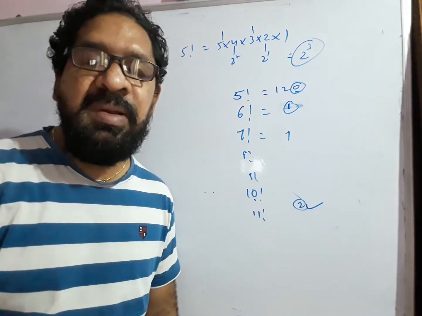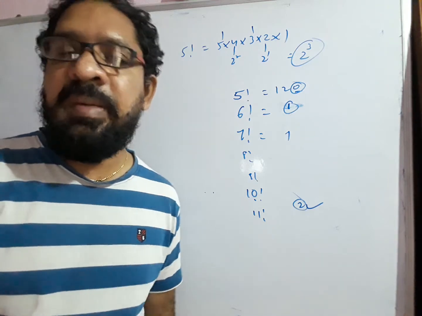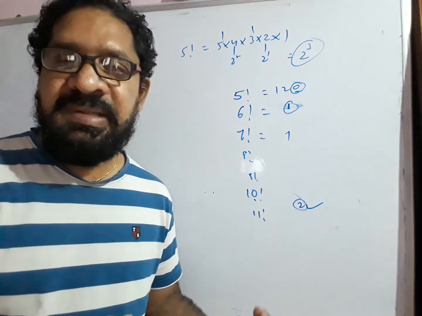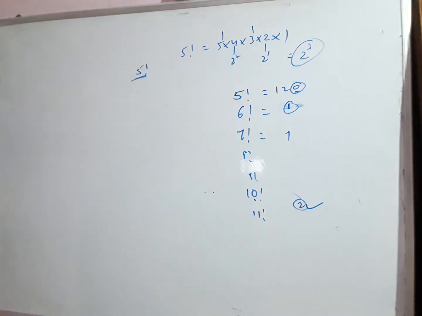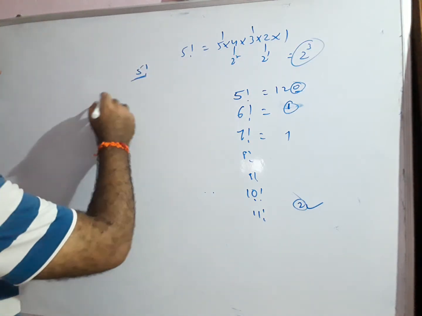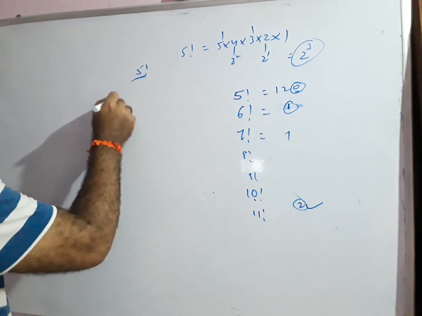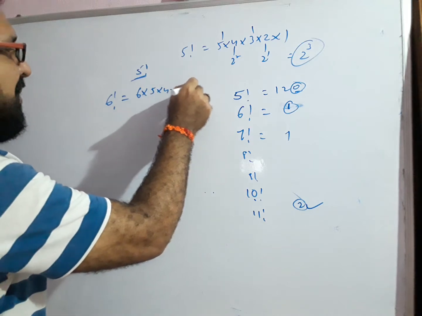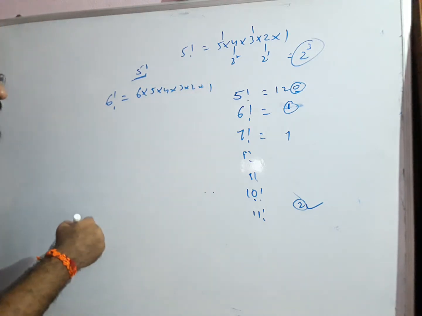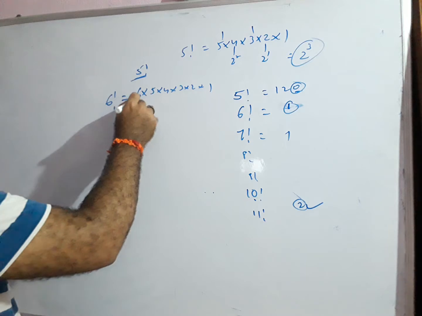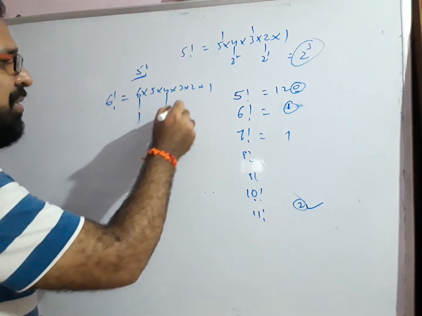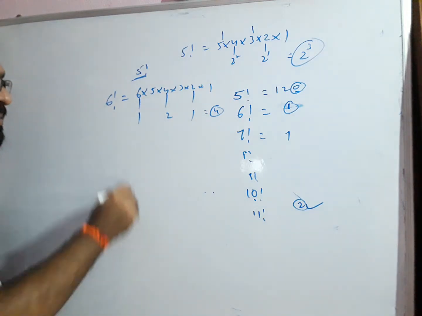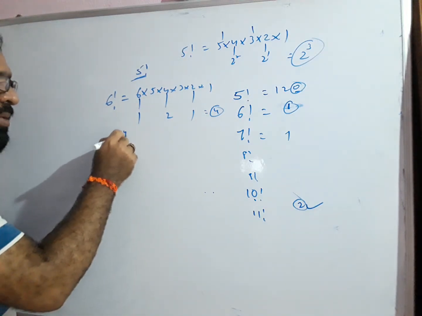So we are going to think about primes only. If there are non-primes, that is different. First of all, we discussed primes, right? Suppose 6 factorial is equal to 6 into 5 into 4 into 3 into 2 into 1. So the highest power of 2: in 6 only one 2, in 4 two 2's, and here 1. So the total is how many? 4. So the highest power of 2 contained in 6 factorial is 2 power 4.